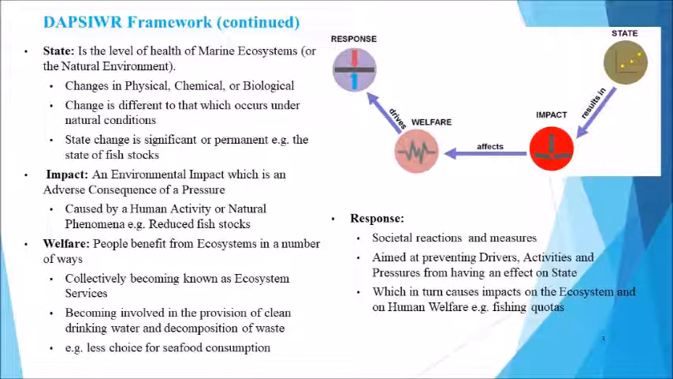The change is different to that which occurs under natural conditions. So we're not interested in modelling changes that occur naturally. We're interested in modelling changes that occur as a result of human activity. The state change is significant and permanent, and an example of the state is the state of fish stocks.